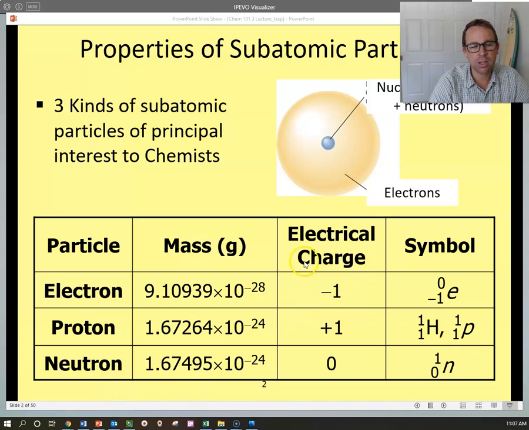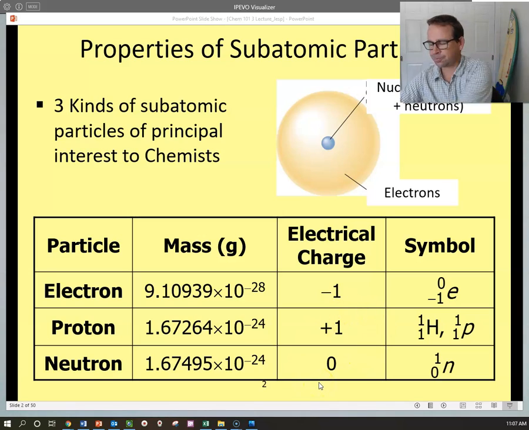The charges on these, again kind of review: electrons are negatively charged, protons are positively charged, and neutrons are neutral. Okay, no charge on the neutrons. All right.